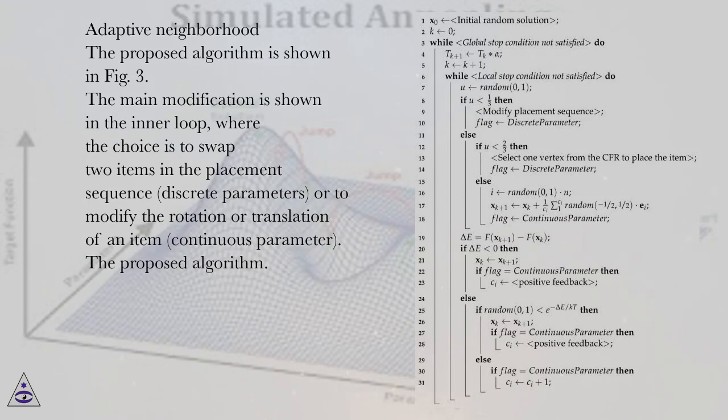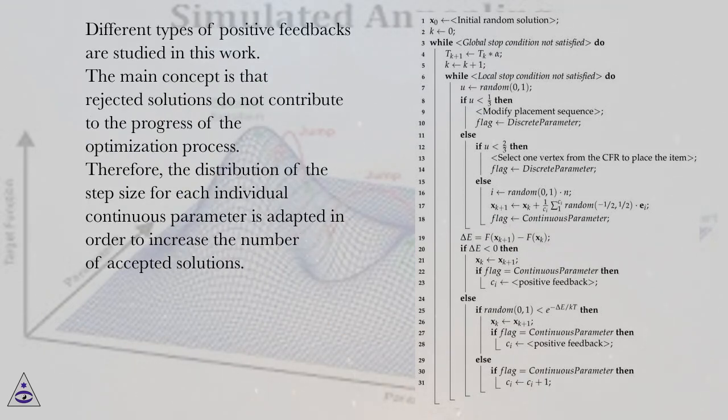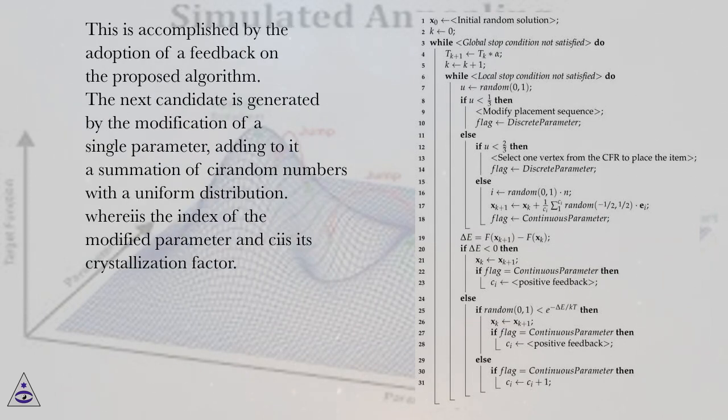The proposed algorithm. Different types of positive feedbacks are studied in this work. The main concept is that rejected solutions do not contribute to the progress of the optimization process. Therefore, the distribution of the step size for each individual continuous parameter is adapted in order to increase the number of accepted solutions. This is accomplished by the adoption of a feedback on the proposed algorithm.